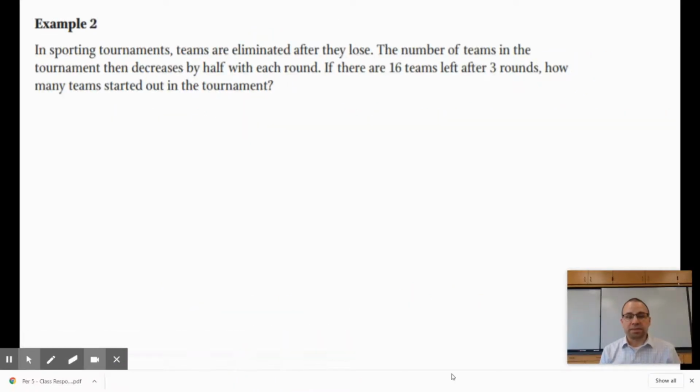In sporting tournaments, teams are eliminated after they lose. The number of teams in the tournament then decreases by half with each round. If there are 16 teams left after 3 rounds, how many teams started out in the tournament?